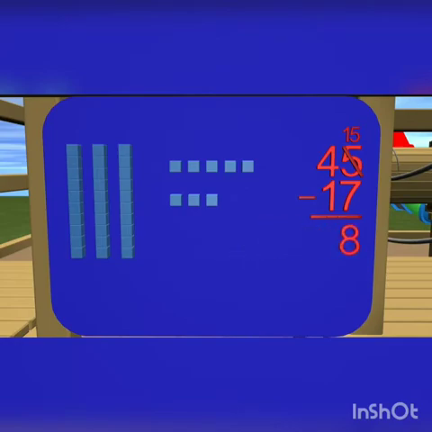Next, we need to count the tens place. But wait, we're supposed to have 4 tens blocks, but there are only 3. Why is that? Oh right, we had to trade a tens block for 10 ones. Let's change this 4 to a 3.